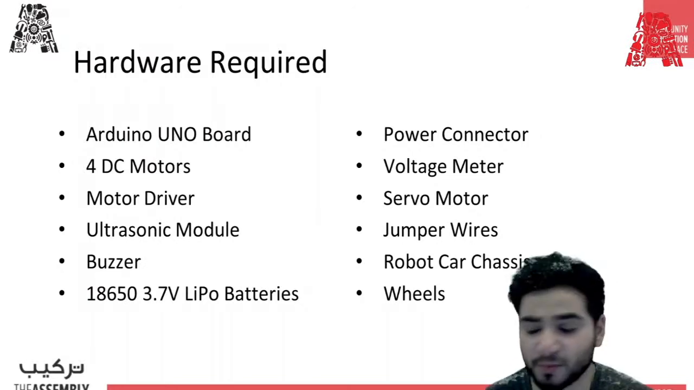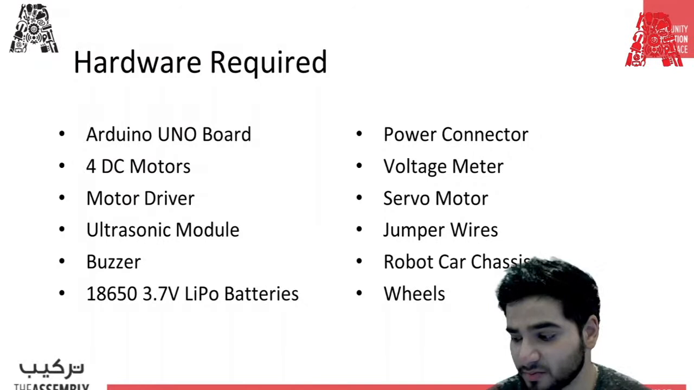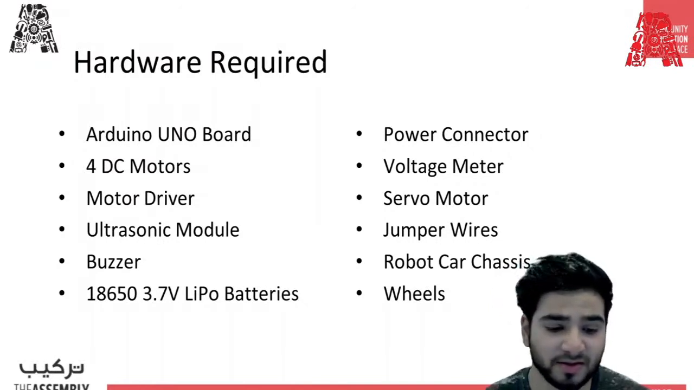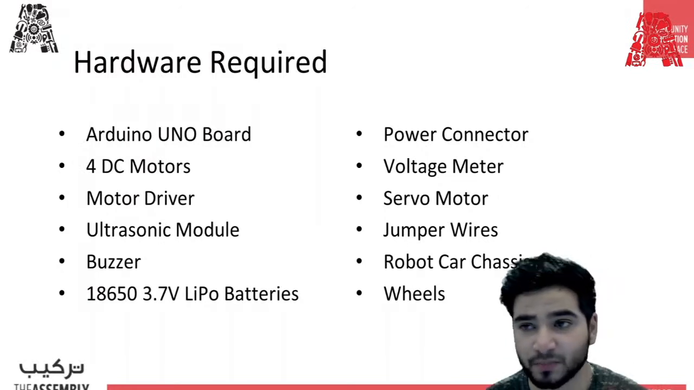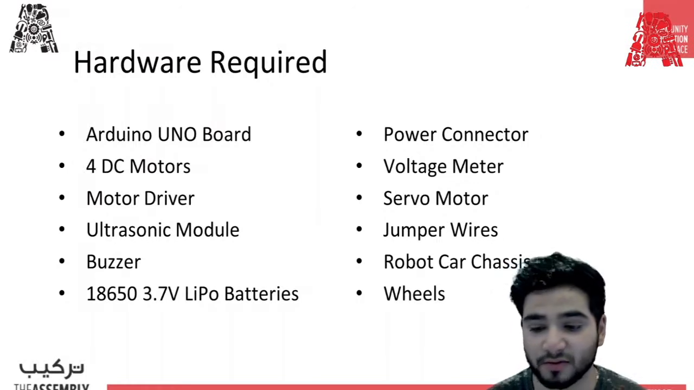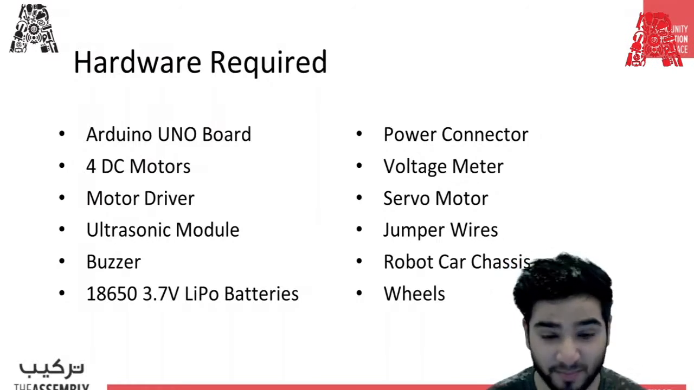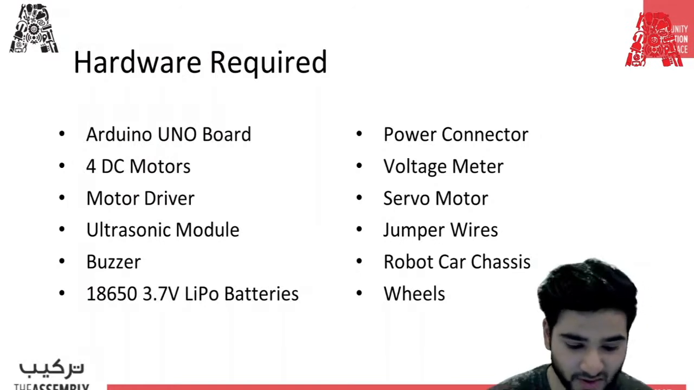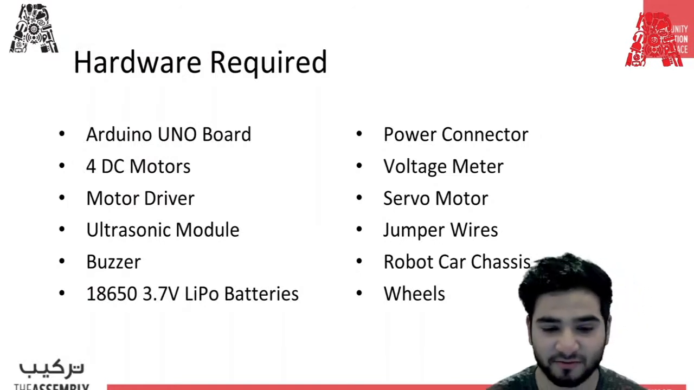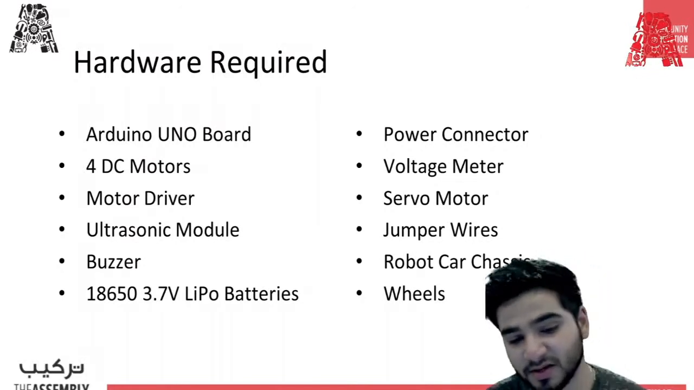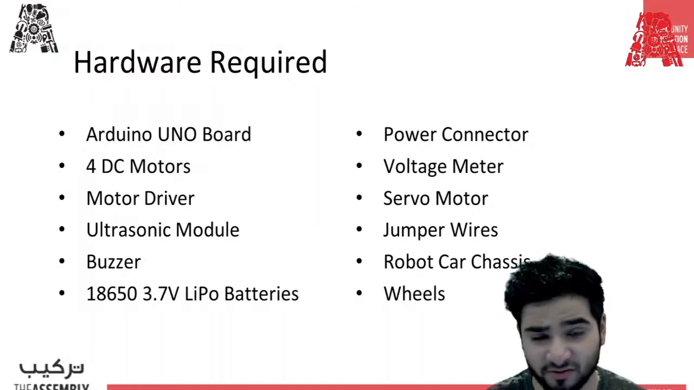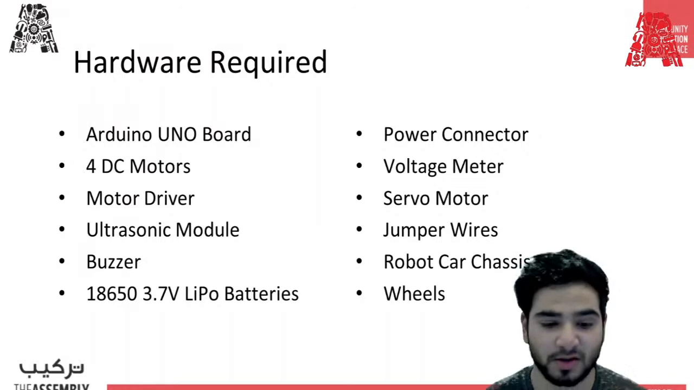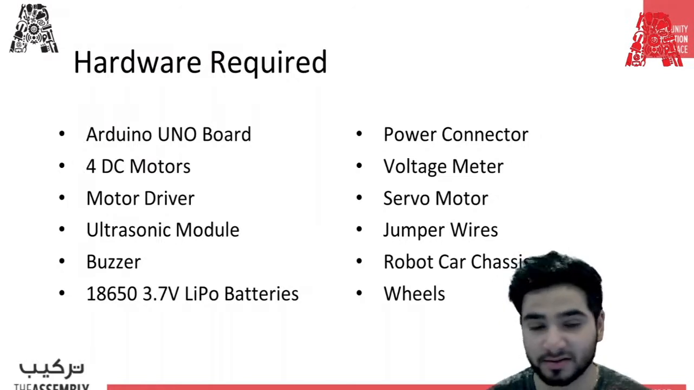And then we're gonna power the Arduino and the motor driver. We're gonna use 18650 3.7 volt lithium polymer batteries. These batteries are used because they have a high capacity, and together they can give a combination of 7.4 volts. If the voltage is below 7.2 volts, the car will not work. So we need at least 7.4 volts supplied to the motor driver and the Arduino.